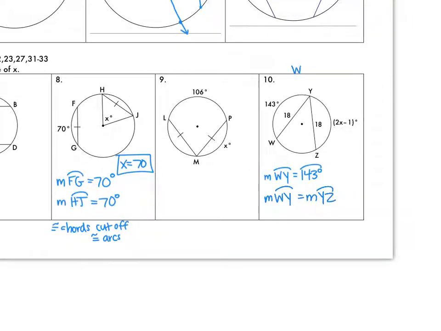So I know that arc WY is congruent to arc YZ. So that means that their arc measures are going to be the same. So I can set those equal to each other. So I know that 143 is equal to 2x minus 1, and I can easily solve for x. So 144 is equal to 2x, divided by 2 gives 72. So x is equal to 72 for this one.